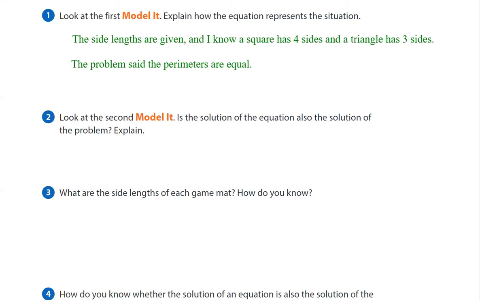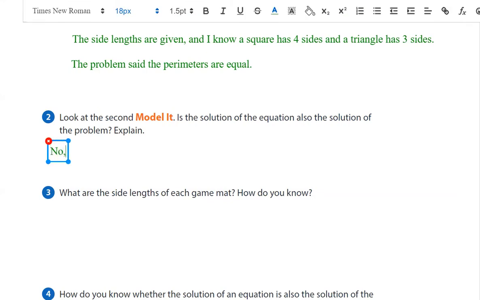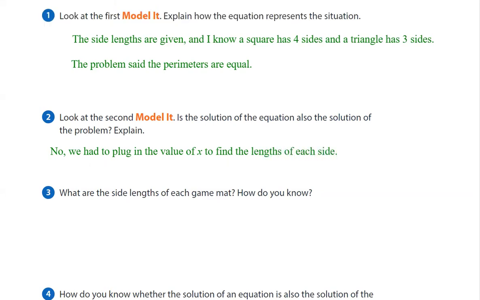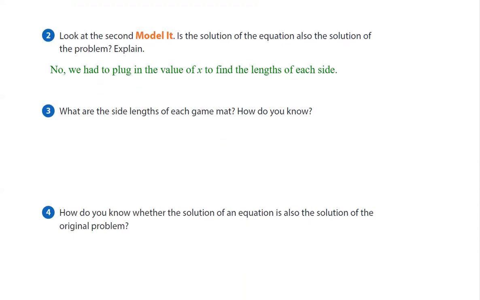I guess I could type that. Why not? We had to calculate, plug in x. That's even better. Plug in the value of x to find the length of each side. What are the side lengths for each game mat? And importantly, how do you know? Don't skip that step. But you can, only because it's practice, be a little bit lazy.